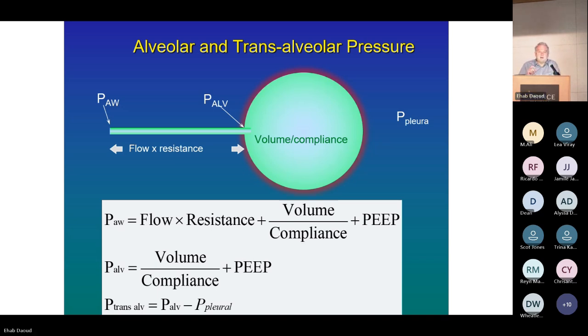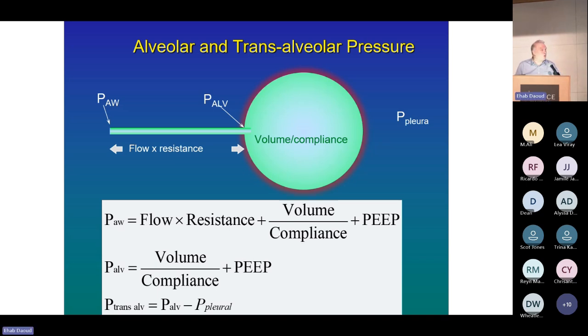But the pressure, as was explained in the previous lecture, that we should really be worried about is the transalveolar pressure, which is the alveolar pressure minus the pleural pressure, which we can't measure easily.